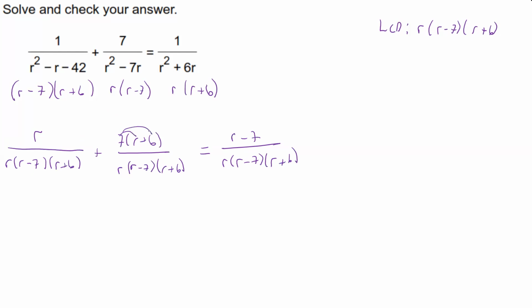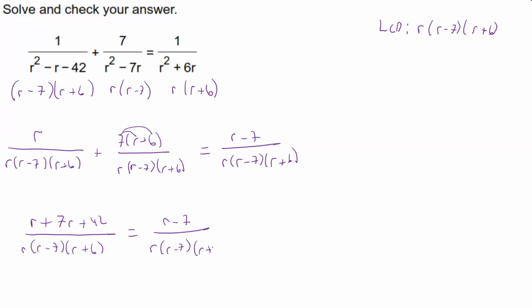Key thing is we have to distribute here, and so let's say we have r plus, now we have 7r, and then plus 42, all over r times (r minus 7)(r plus 6), and that's equal to (r minus 7) over r times (r minus 7)(r plus 6). Now, since we have common denominators, we can just set all the numerators equal as they're written. But where I'm going to rewrite it is 7r plus r, so that's going to give me what? 8r plus 42 equals r minus 7.